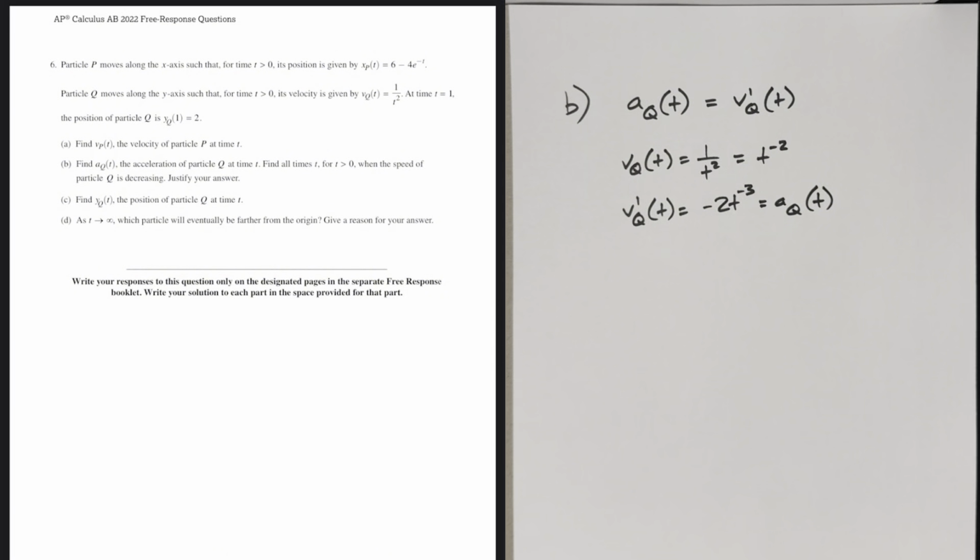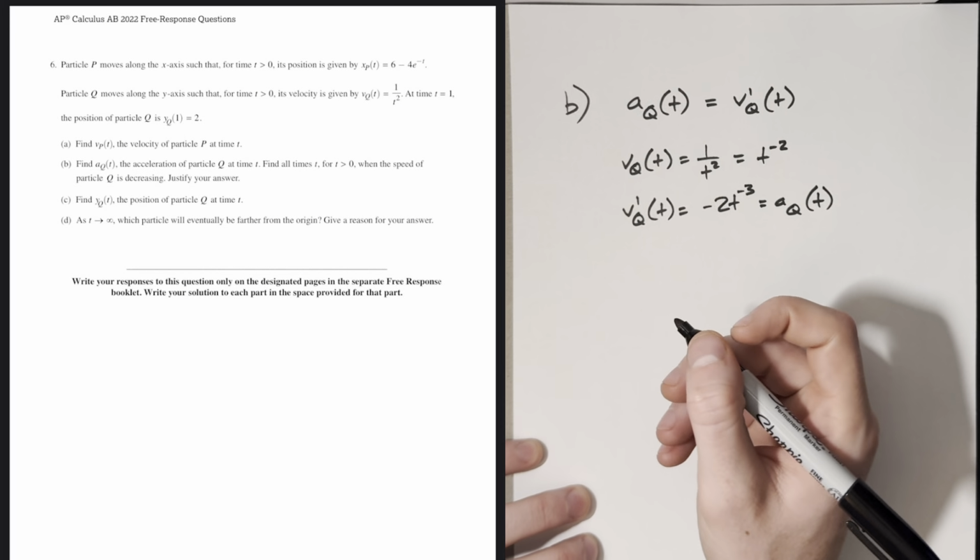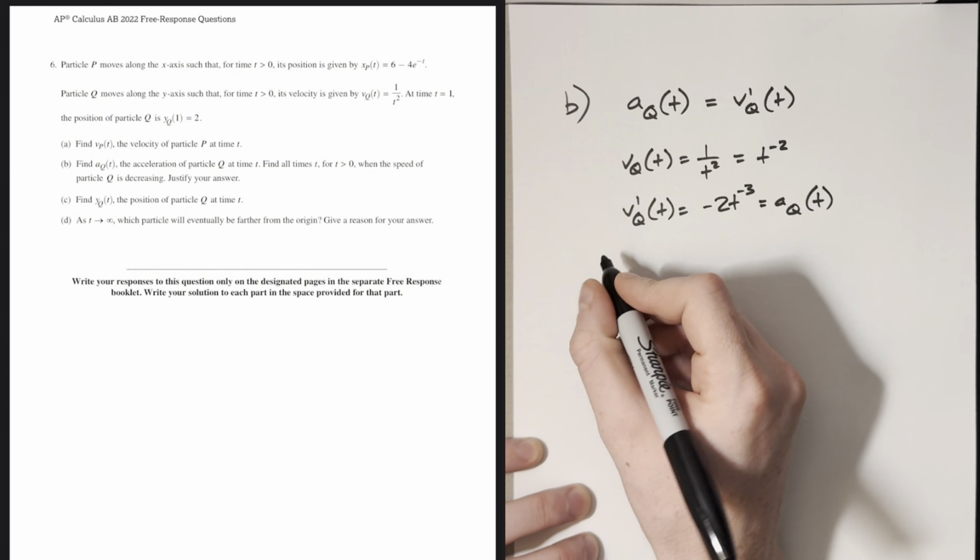Now here's the deal with velocity and acceleration and how we figure out when particles are speeding up versus slowing down. A particle speeds up when velocity and acceleration are pointed the same direction. If they are pointed opposite directions, we're going one way, but we're being pulled the other way by acceleration. We're slowing down, kind of being pulled the opposite direction. So we need to figure out, when t is greater than 0, is velocity positive or negative? Is acceleration positive or negative?